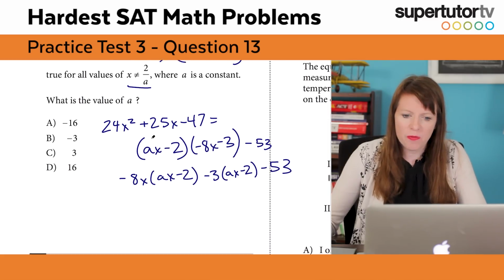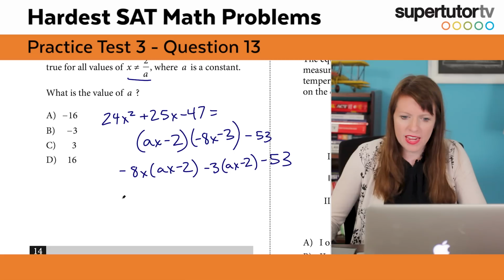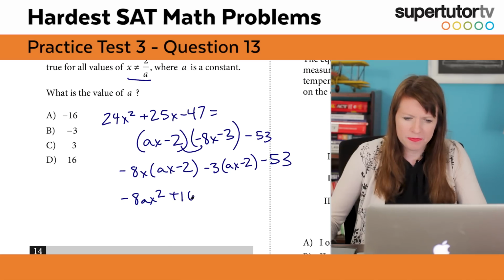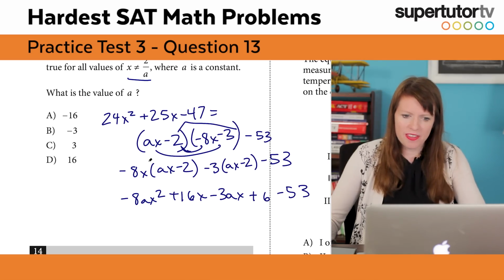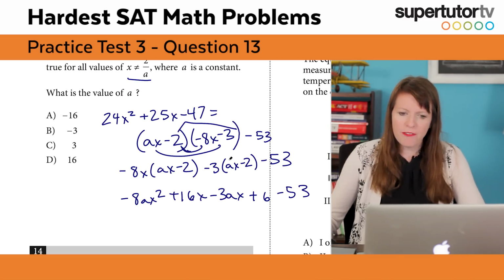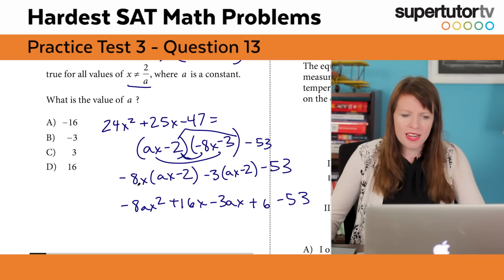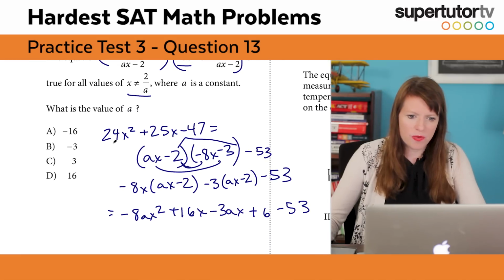In any case, what do we get? We get negative 8ax squared plus 16x minus 3ax, and then we have this, which is plus 6 minus 53. And you can see that's what I get here. This times this is that, positive 16x. This times this is this, and this times that is that. So however you do it, if you want to FOIL it, or distribute it like the rainbow, in any case, what I get is this big ugly thing is equal to this up top.